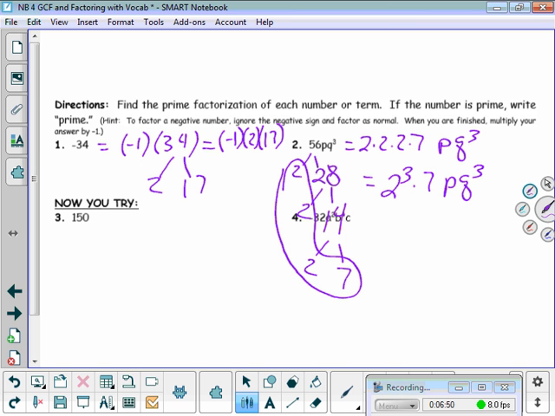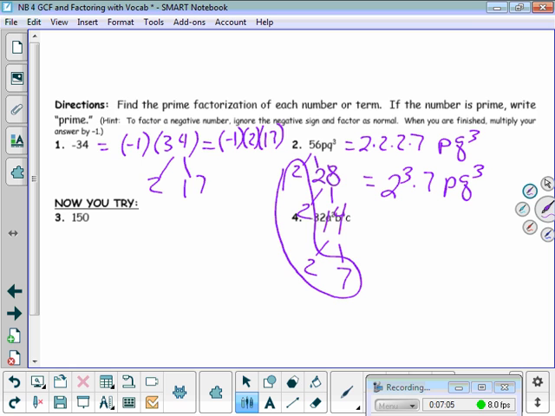So you should have divided by 2. You got 75. Is 75 even or odd? Odd. So you're done with your 2's. So then you bounce up. Is 75 divisible by 3? Yes. So then you got 25.